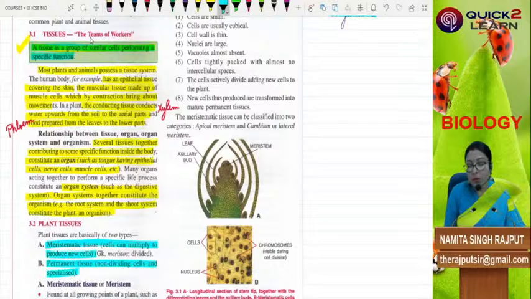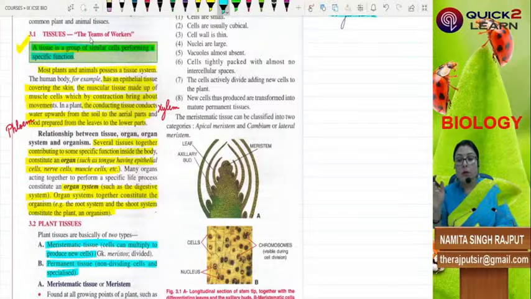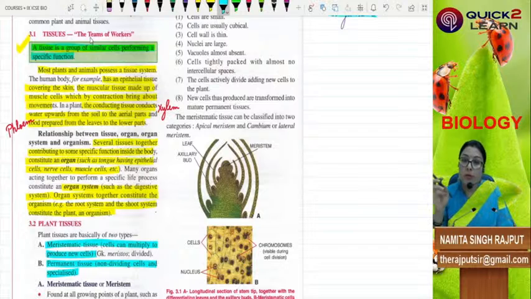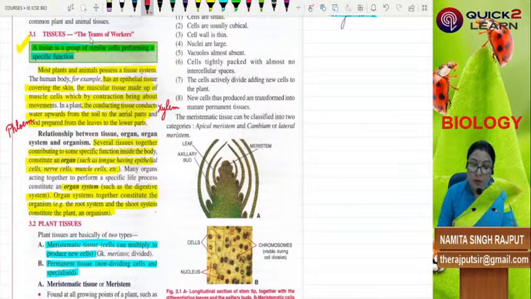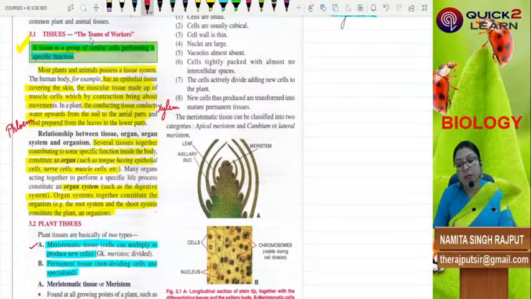Now here you must understand one thing. The cells or the tissues which are continuously multiplying are responsible for the growth of the plant. They produce new cells, and they are known as the meristematic tissues. So if you are asked what meristematic tissues are: cells which are continuously dividing and providing for the growth of the plant.